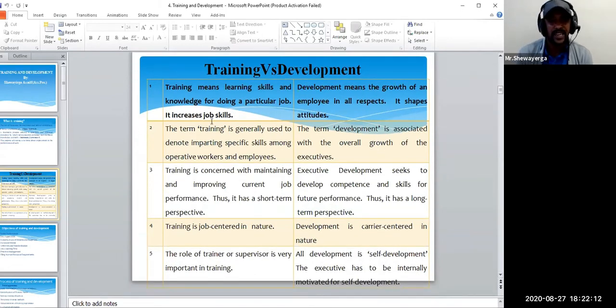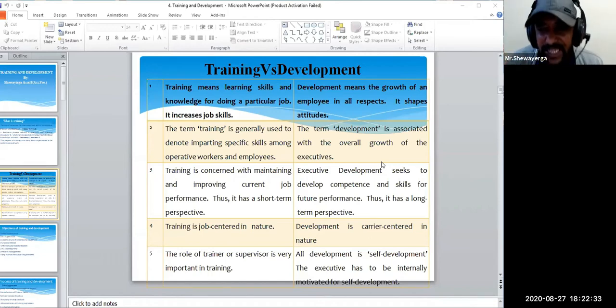When I say training, training means learning a skill and knowledge for doing particular jobs. It is the act of increasing job skill. When I say development, development means the growth of an employee in all respects.